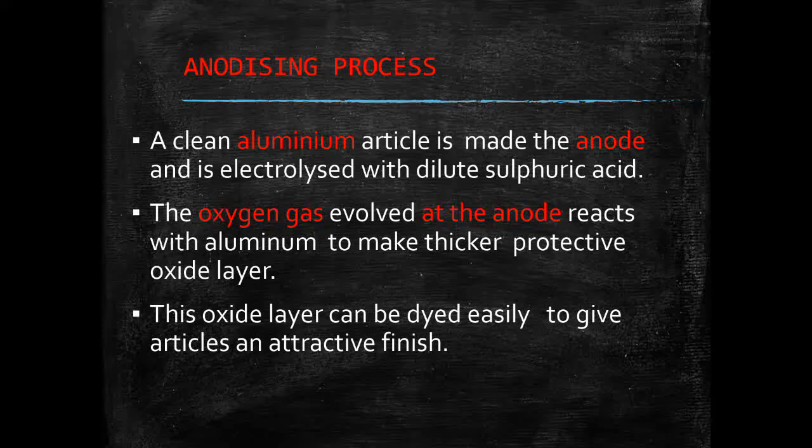The aluminium article which is to be anodized is put in the place of the anode and is electrolyzed with dilute sulfuric acid. Oxygen gas is evolved at the anode and forms a thick protective layer of aluminium oxide on the article. This layer can be dyed easily to give it an attractive finish.